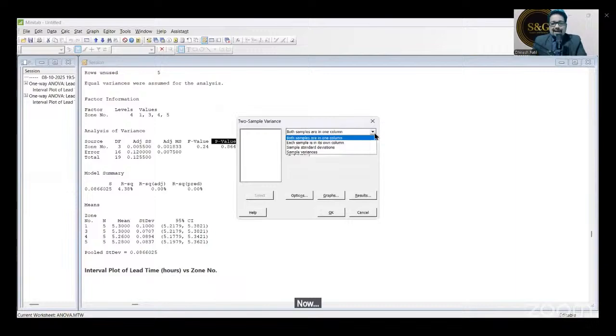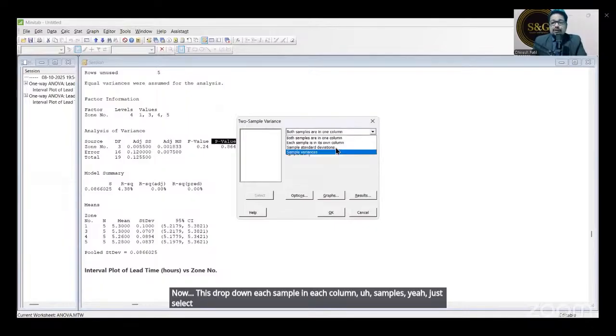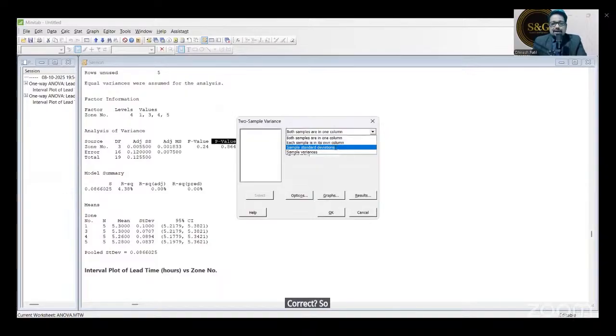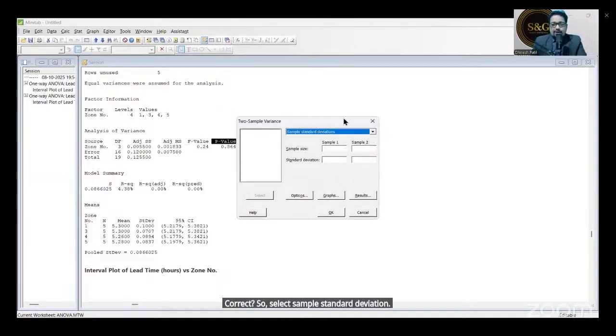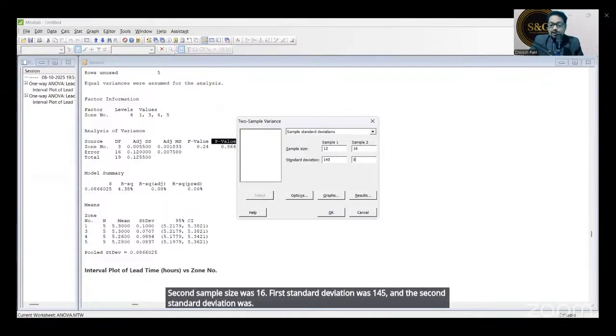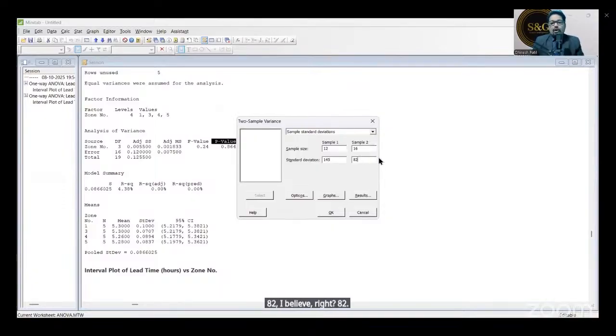Now, drop down each sample in its column, samples. Select sample standard deviation, because we know the sample standard deviation data, correct? Now just follow this. Sample size, what was it? First sample size was 12. Second sample size was 16. First standard deviation was 145 and the second standard deviation was 82, I believe, right? 82. Yes, everybody got it?